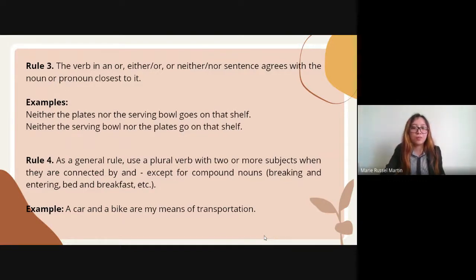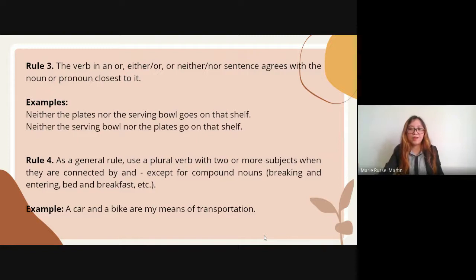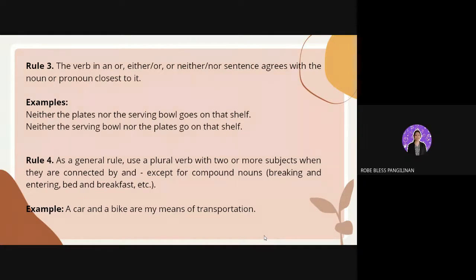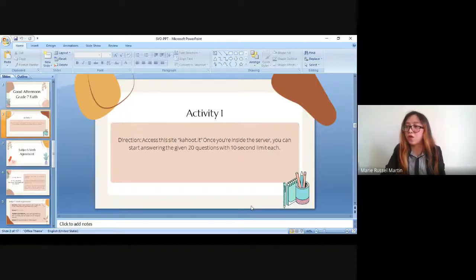So if we're going to apply rule number 4, example: a car and a bike are my means of transportation. Which words in this sentence are the subjects? A car and a bike. That's correct. Thank you. I'm hearing a lot of answers. All of you are correct. A car and a bike. How about the verb? Are. That's correct. So a car and a bike are 2 separate subjects. They're not compound nouns. So that is rule number 4. Let's now move on to rule number 5.